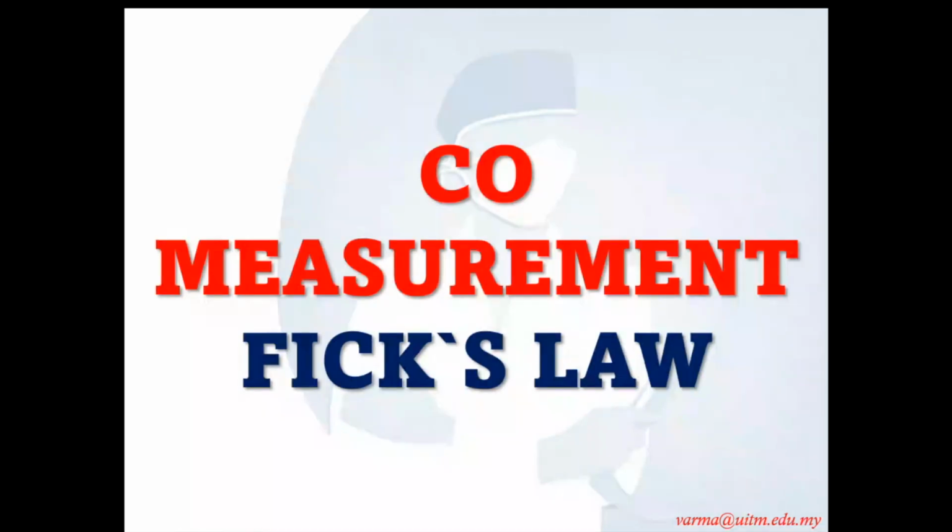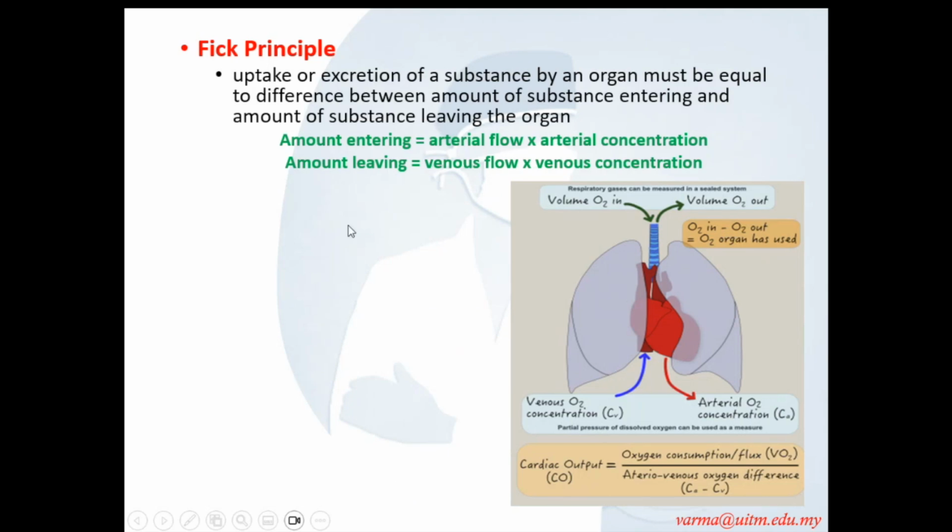So now we go retrospectively. Previously, we did all these equations. Now how can we do a cardiac output measurement? Cardiac output measurement is done by a law called Fick's law. Fick's law says the uptake or excretion of a substance by an organ must be equal to the difference between the amount of substance entering and the amount of substance leaving. So simply, the amount of substance entering is your arterial oxygen content and the amount leaving is your venous oxygen content. Instead of using any substance, we're going to use oxygen to calculate the cardiac output.